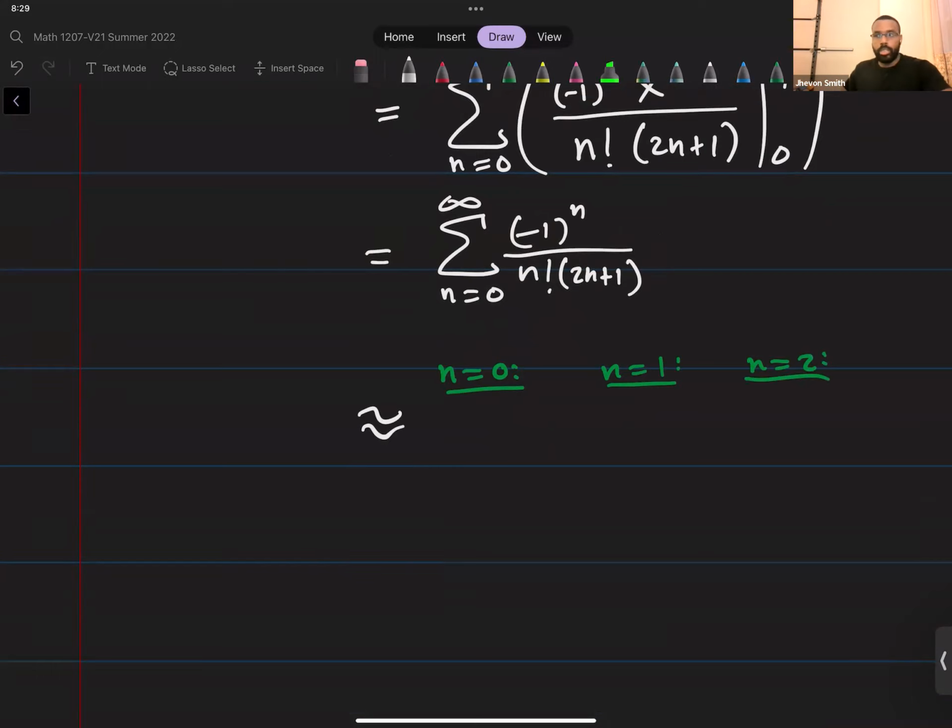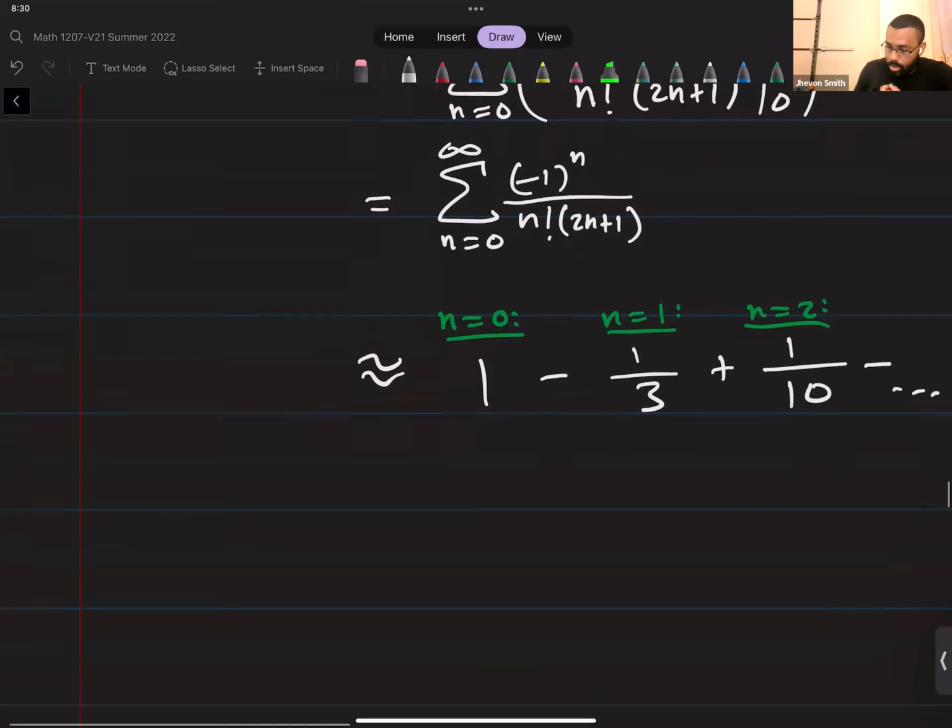Because the very next term tells me how good the alternating series partial sum is. So if I plug in n equals 0, I would get (-1)^0 over 0 factorial, which is 1, times 2 to the 0. So I just get 1 minus 1 over, when n equals 1, 3, plus 1 over, when n equals 2, 2 factorial. That's 2 times 5, that's 10, minus, I don't care.